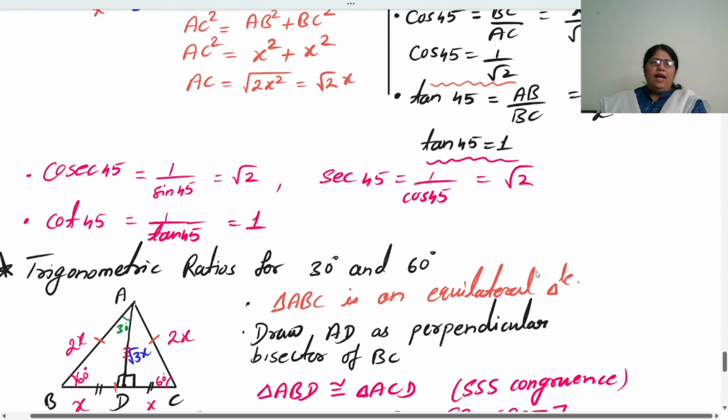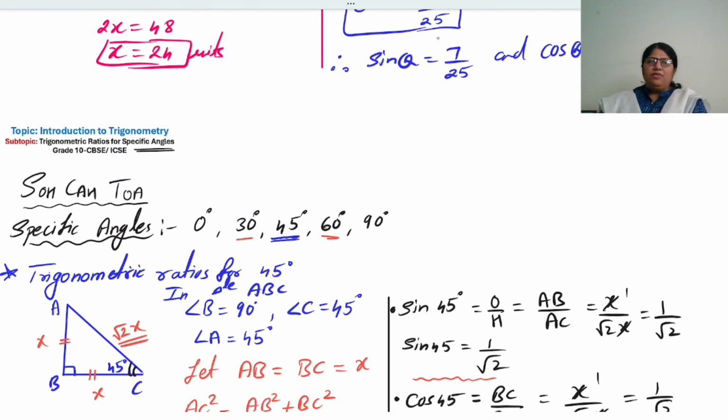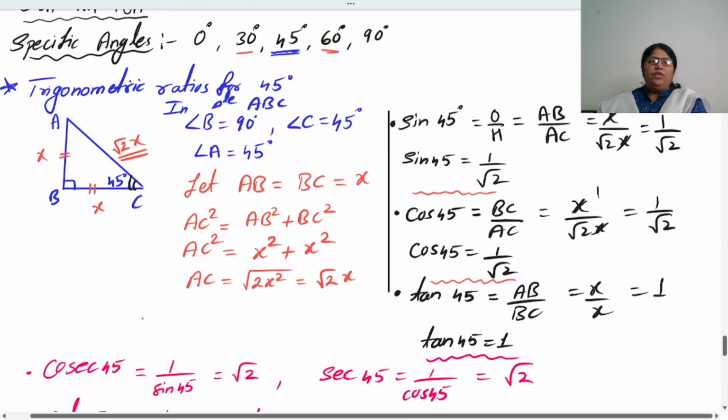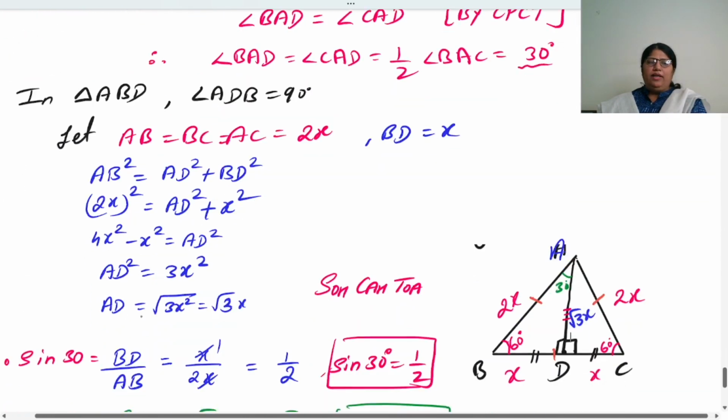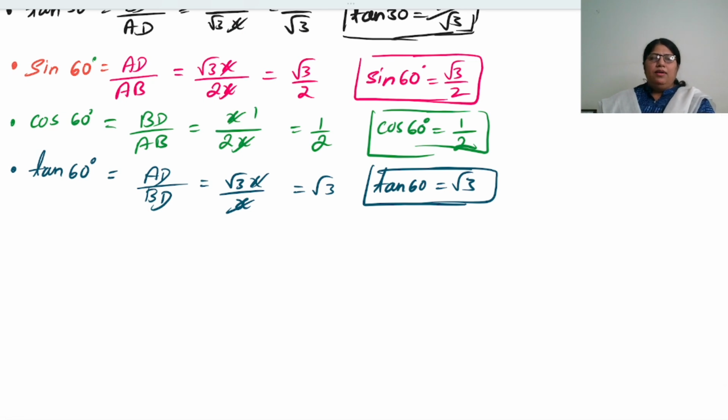Now what are the other angles? We said that there are 5 specific angles. We have seen for 30, 45 and 60 degree. Most of the questions will be based on this, but 0 degree and 90 degrees are important. Now you'll have a question, how can we have this in a triangle, because sum of 3 angles is always 180 degree. How can one of the angles be 0 degree or 90 degree, right?